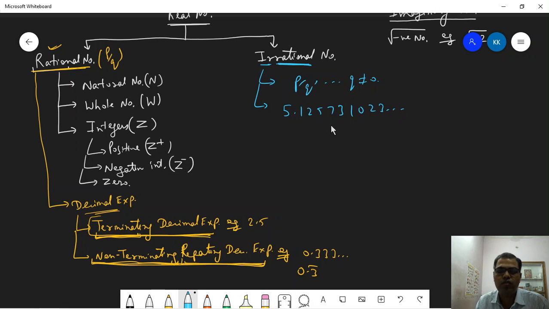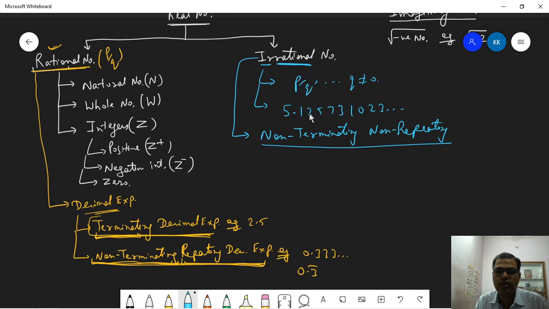5.125731023 dot dot dot. If we observe this number, it is not terminating. The decimal expansion is of the form non-terminating, non-repeating. So after the decimal point, it is not stopping, it is not terminating. The dot dot dot shows that there are so many more digits which are not written here, so we write 3 dots.